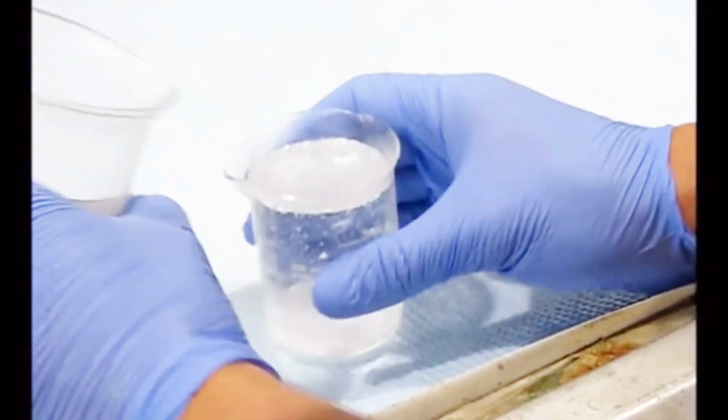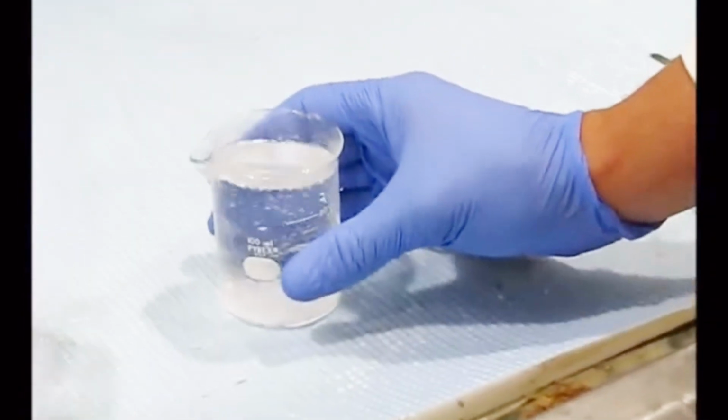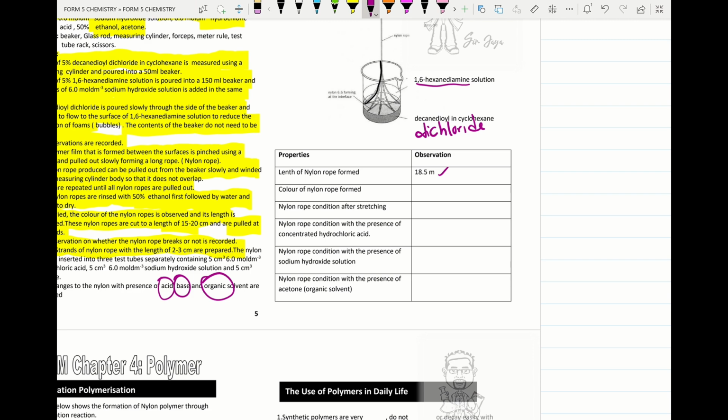So we try to check the length of the nylon rope. It will form about 18.5 meters. The color of the nylon is white. Nylon rope condition after stretching: it does not break. Nylon rope condition in the presence of concentrated hydrochloric acid: the nylon rope will dissolve in concentrated hydrochloric acid.